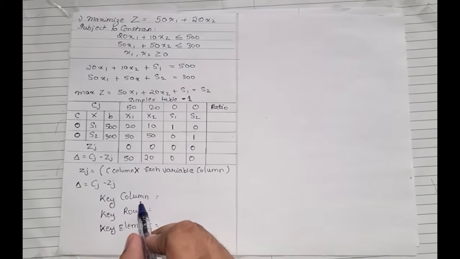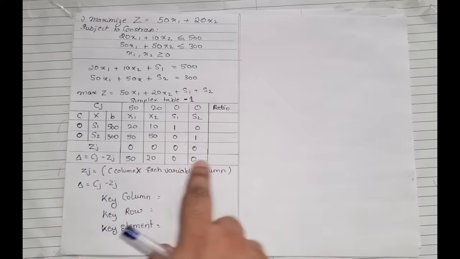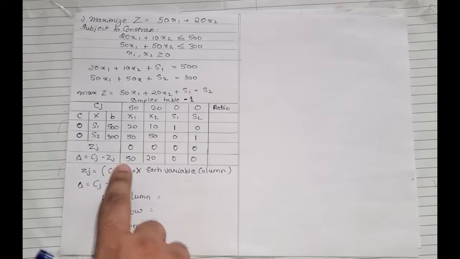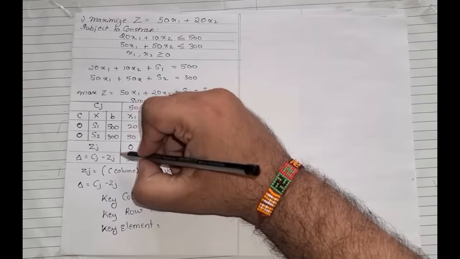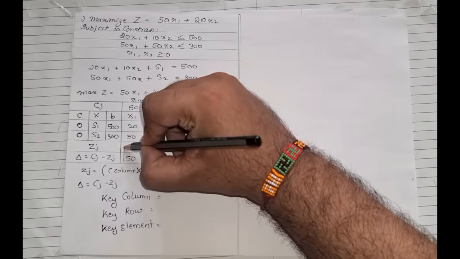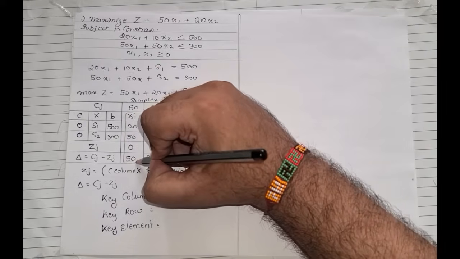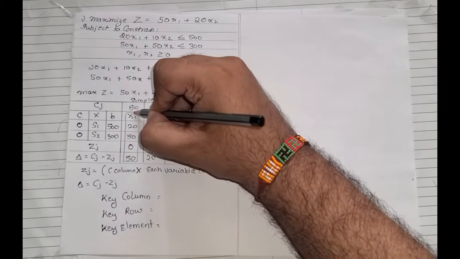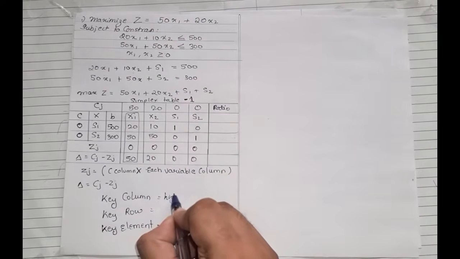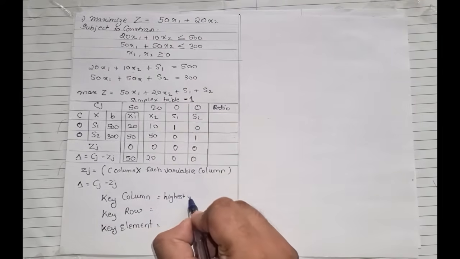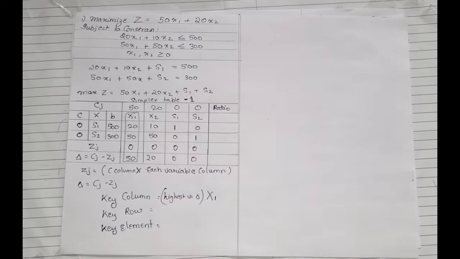Now in order to find the key column, in the change, the last row Cj minus Zj, check which is the highest value. So 50 is the highest value. If 50 is the highest, we will draw a box over this particular column. So my key column, that is the highest in the change, is x1. So my key column is x1.